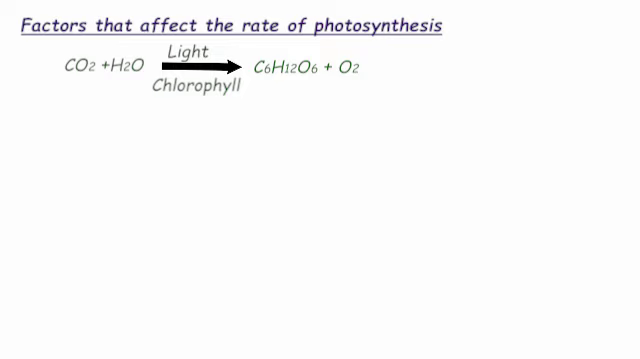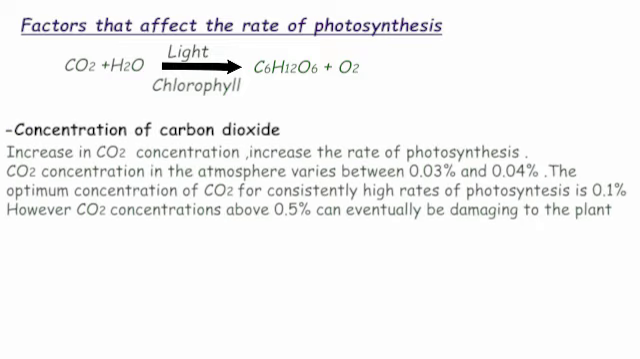And our first factor is the concentration of carbon dioxide. So here, increase in carbon dioxide concentration increases the rate of photosynthesis. So carbon dioxide concentration in the atmosphere varies between 0.03% and 0.04%, but this increases due to human activities such as clearing of rainforests. Now the optimum concentration of carbon dioxide for a consistently high rate of photosynthesis is 0.1%. However, what you need to know is that the concentration above 0.05% can eventually be damaging to the plant.